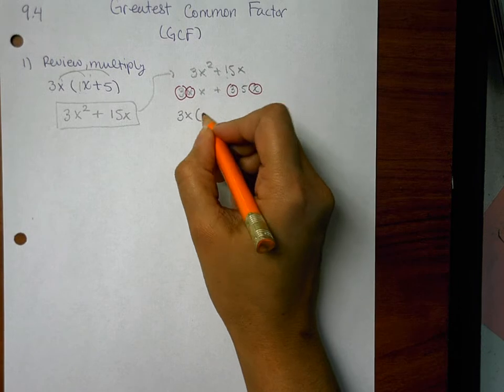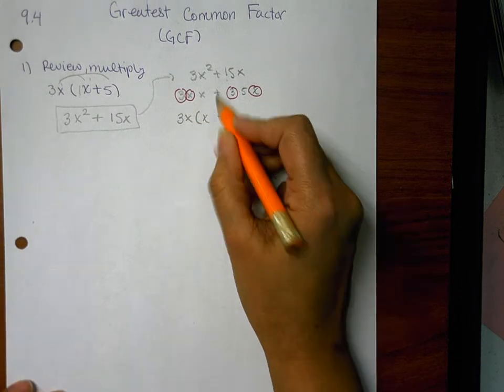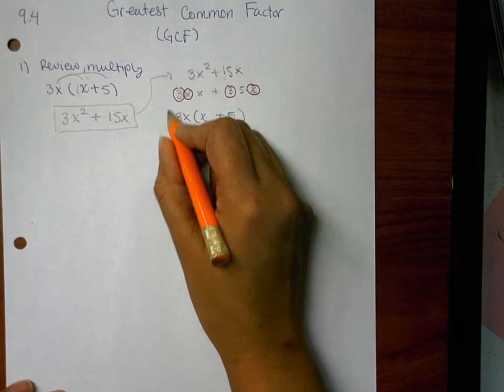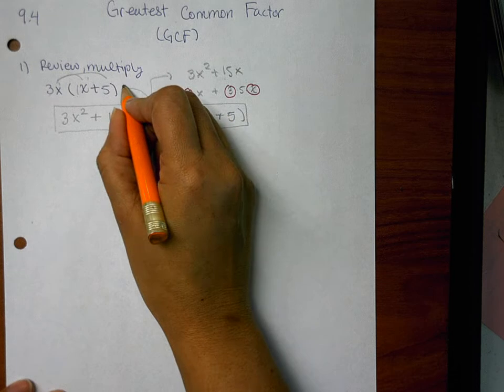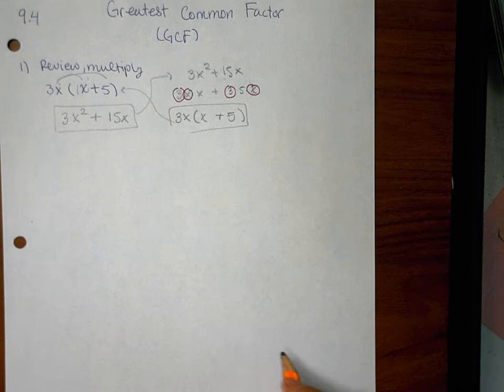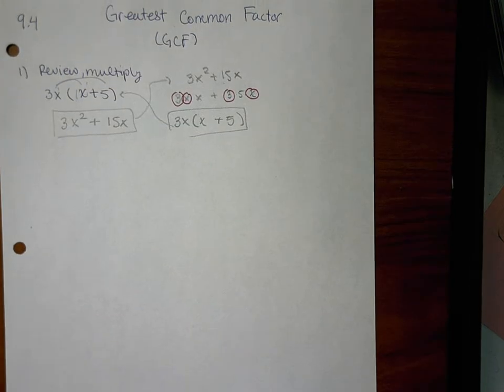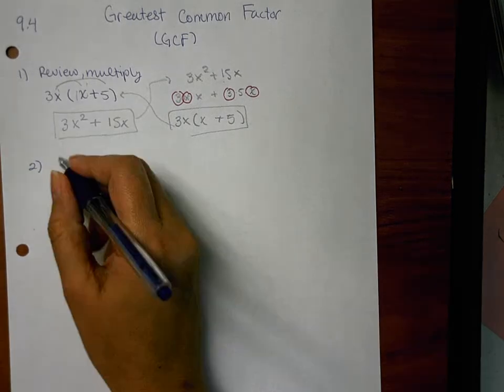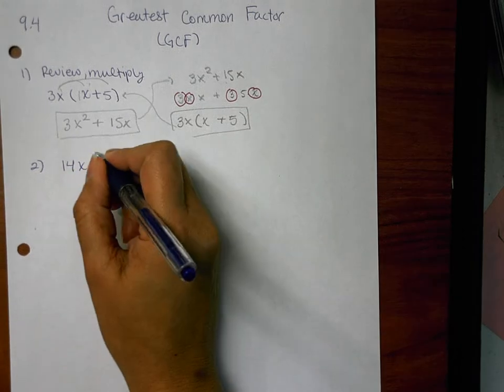What's left over on the first term is an x, plus what's left over here when I take out the 3 and the x is a 5. And that is indeed what we started with. Okay, so that's what we're going to be doing. Eventually they will get easier, just going to take some practice. It will be a little confusing at the beginning.